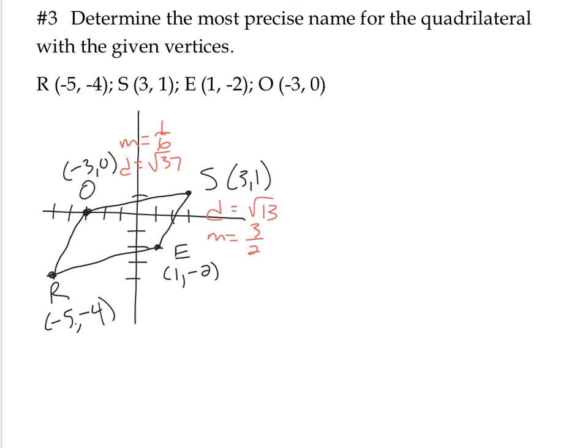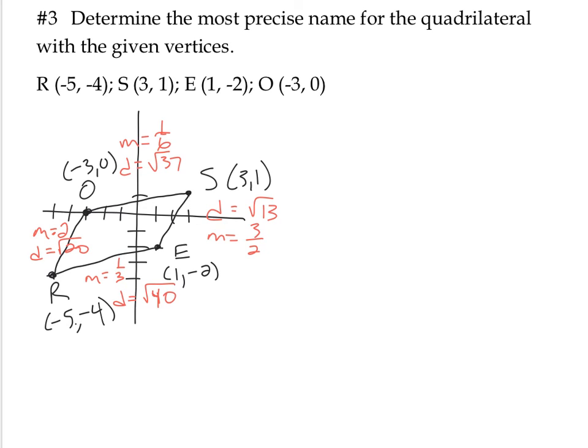Okay? And then side RE down here would have a slope of 2/6, which we could reduce to 1/3, and the distance of square root of 40. And then side RO would have a slope of 4/2, which is 2, and a distance then of square root of 20. So we don't have any parallel sides, any perpendicular sides. We have no congruent sides, right? They all have different distances, different lengths.